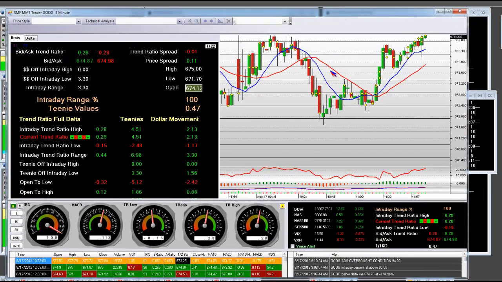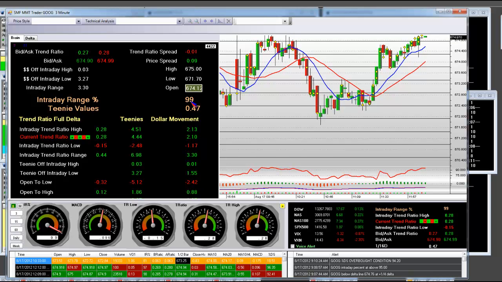For the new MMTs, we are going to do this live trade, as we're doing this live in the marketplace right now. How the application works. 0.28 is a trend ratio high. 4.51 under the teeny line equals a dollar amount of $2.13. It's very strong up here at the top.